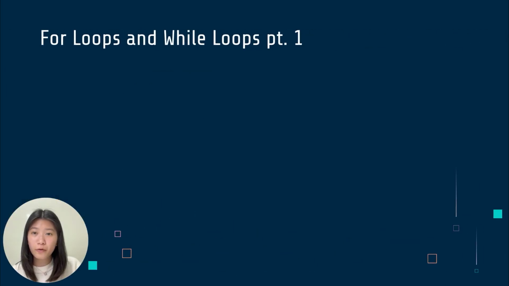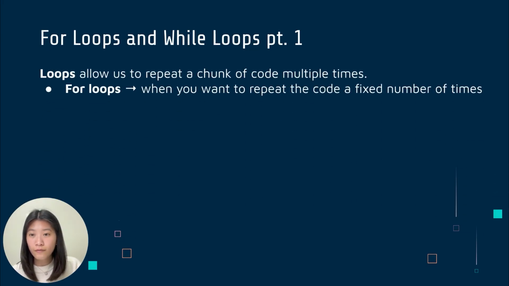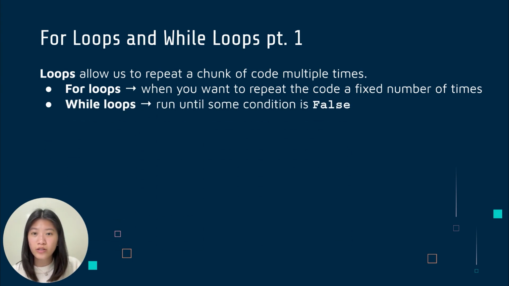So now let's talk about for loops and while loops. Loops allow us to repeat a chunk of code multiple times. And a for loop specifically is when you want to repeat the code a fixed number of times, while a while loop is something you will run until the condition is false.